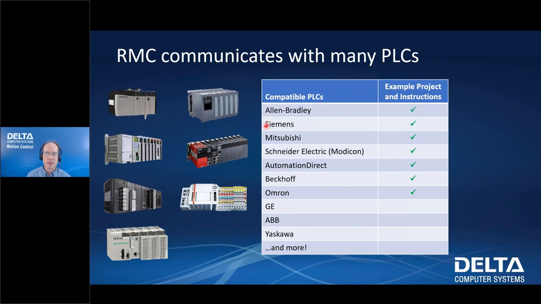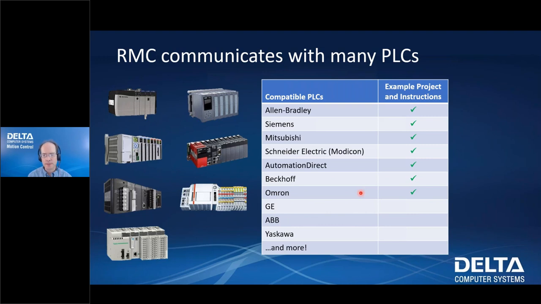Allen-Bradley, Siemens, Mitsubishi. We're actually an alliance partner with Mitsubishi, so we have some good stuff there. Schneider Electric, Automation Direct, Beckhoff, Omron. I noticed we actually do have some examples for GE, but they're a little bit old. We're working on an example for ABB, and of course there are more PLCs we communicate with as well.